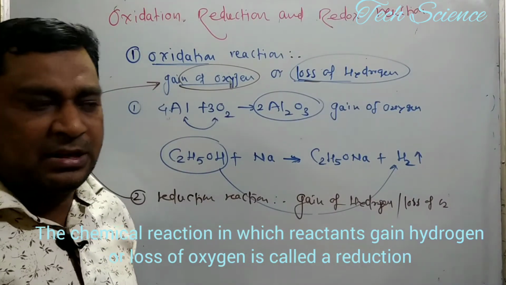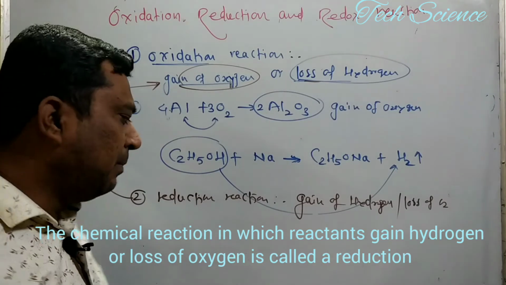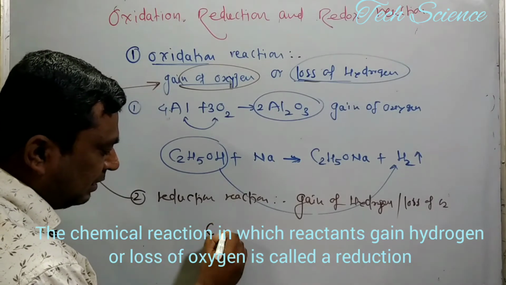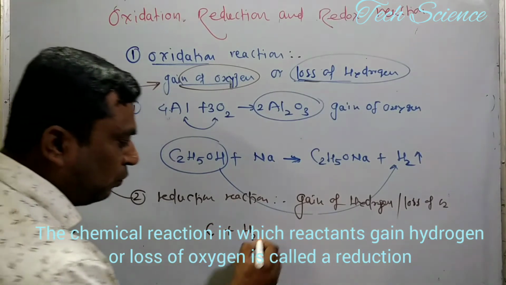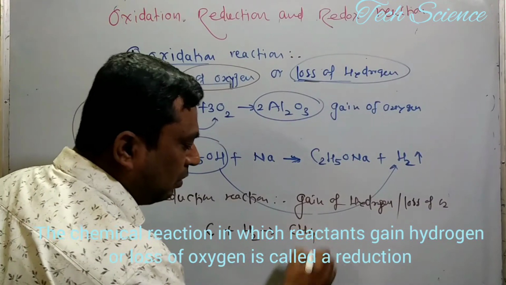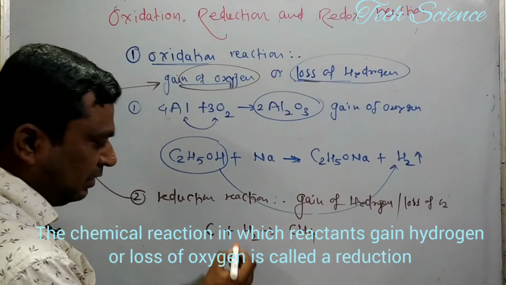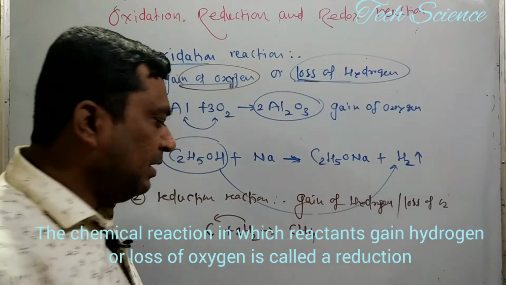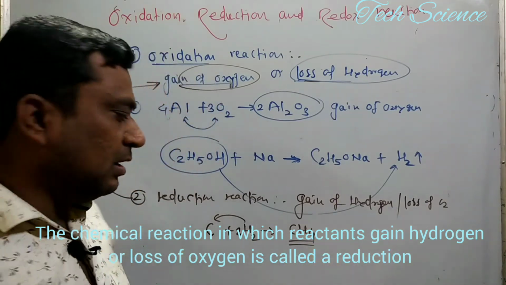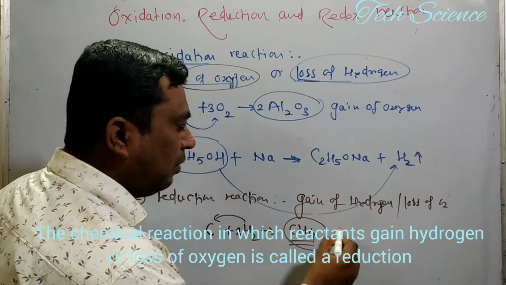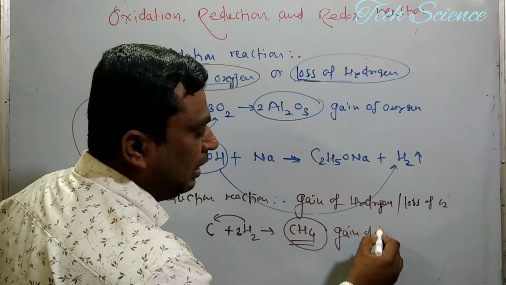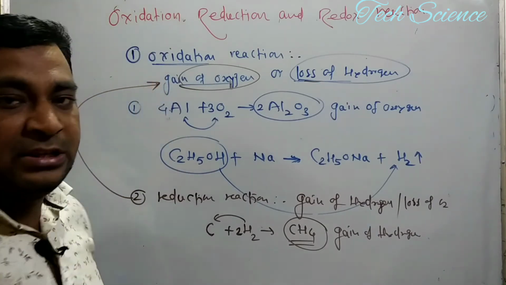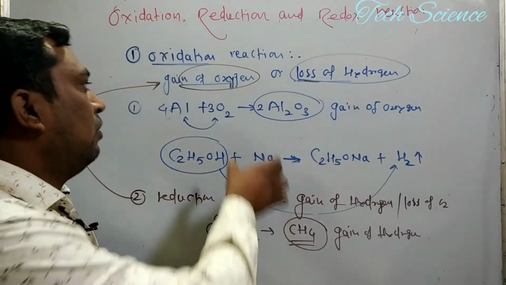There are a number of examples of such chemical reactions. For example, when there is red hot carbon and you pass hydrogen gas over it, what happens? Methane gas is formed. So when you pass hydrogen gas over the red hot coke, methane gas is formed. In that case also there is a gain of hydrogen. Of course, we can infer that this kind of reaction is called the reduction reaction.